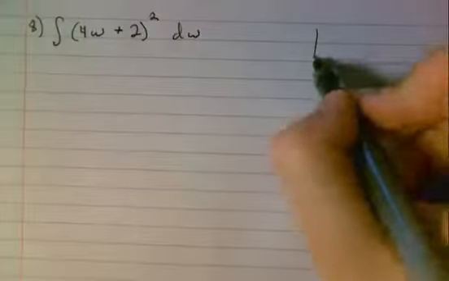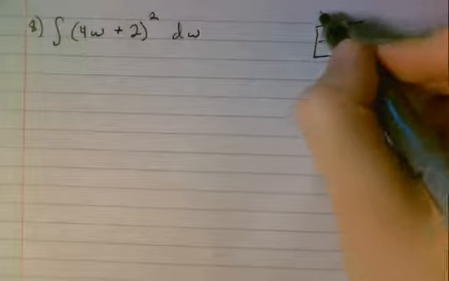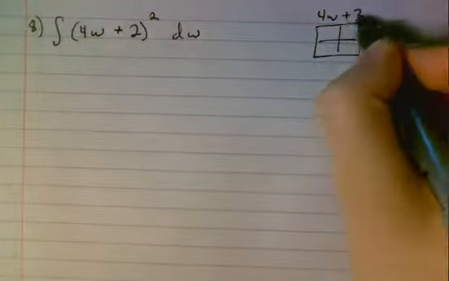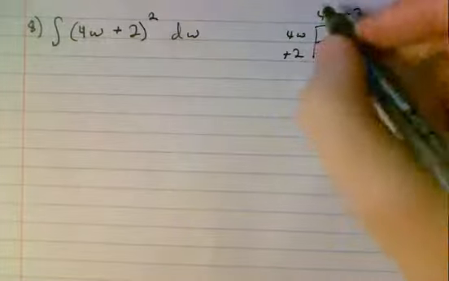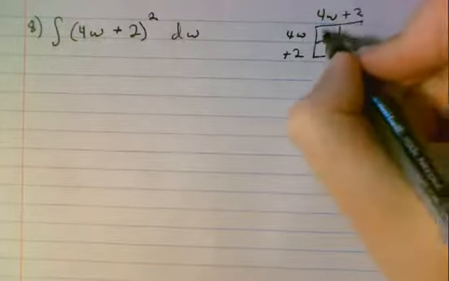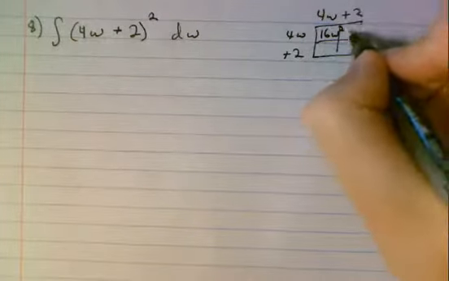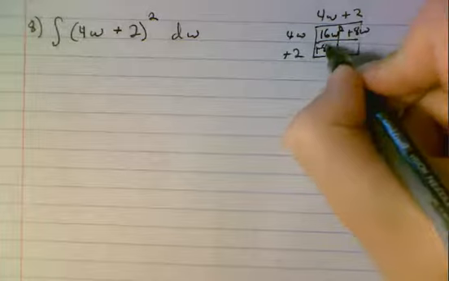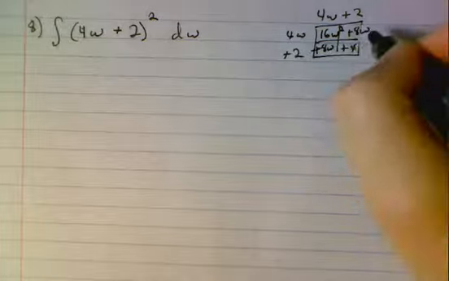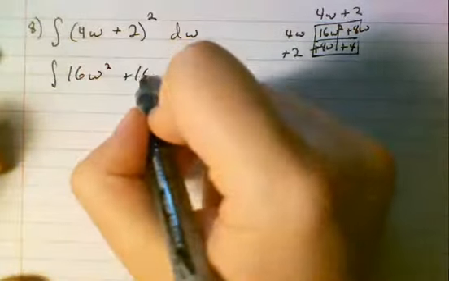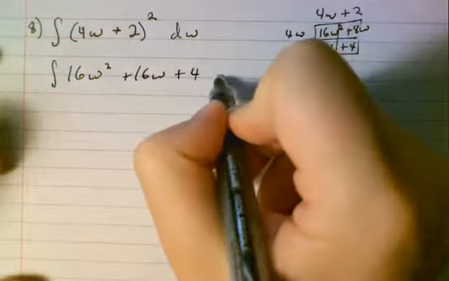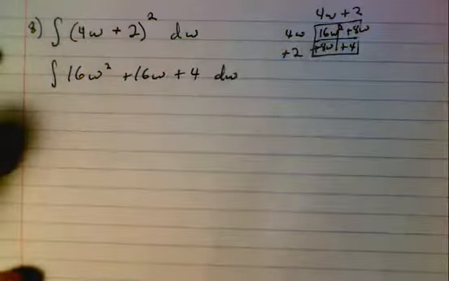But what we can do is expand 4w plus 2 times 4w plus 2 and get it into a form where we can just use the power rule. So that's 16w squared plus 8w plus 8w plus 4. So this is the same as taking the antiderivative of 16w squared plus 16w plus 4 with respect to w.